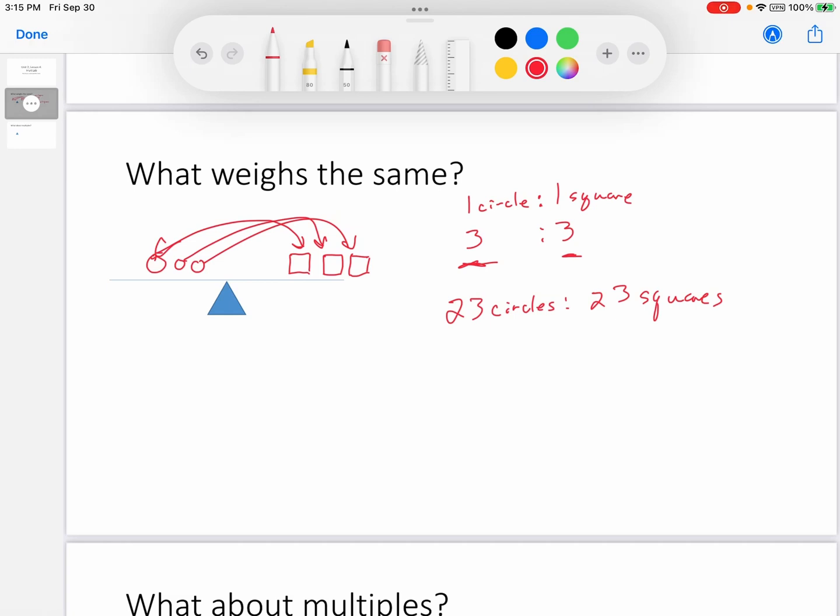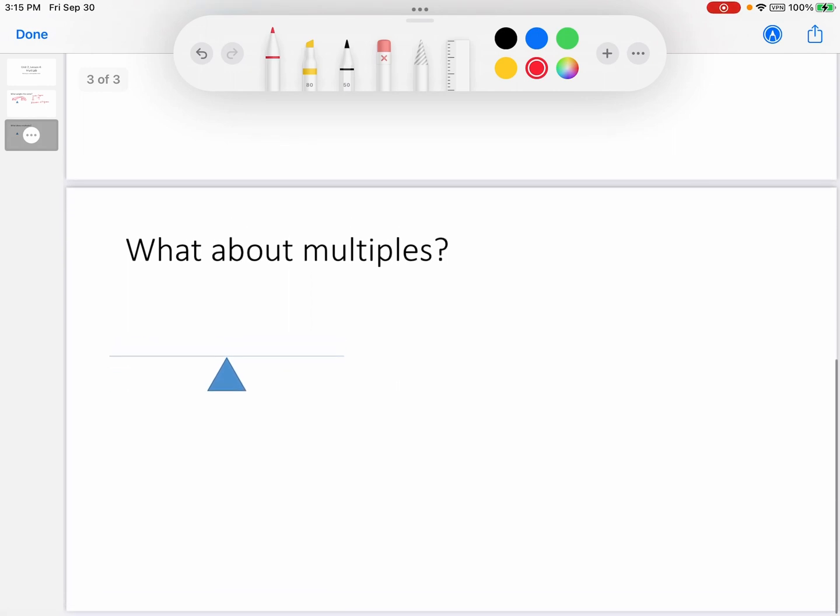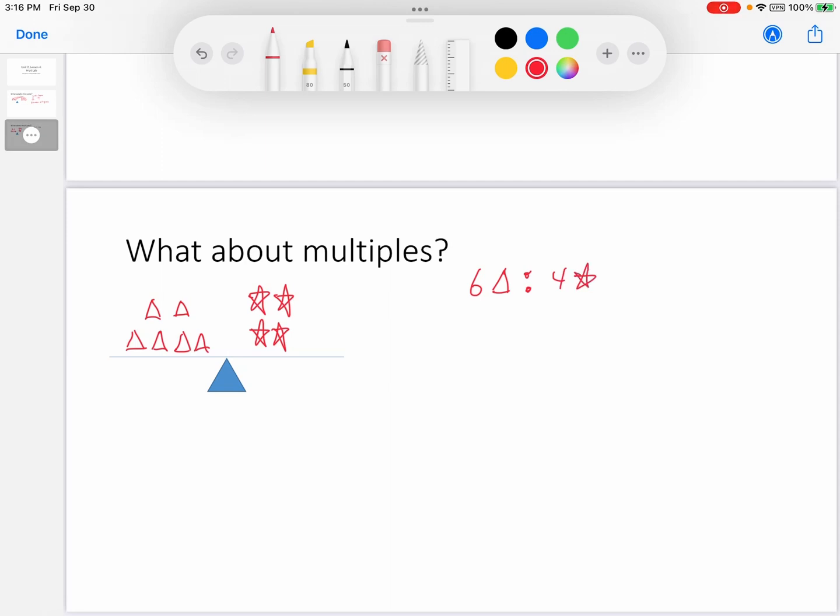Everyone get the idea? But not everything weighs the same as each other. What if it takes multiples to get the same amount? Like, let's say I started with 6 triangles. And I put on the other side 4 stars. And I found out that they were balanced. Therefore, I know that 6 triangles is the same as 4 stars.